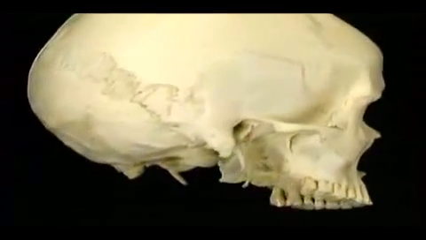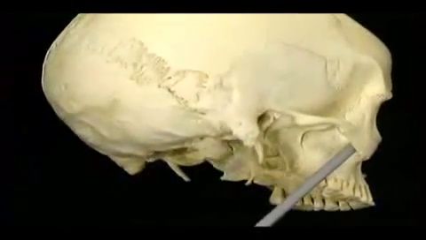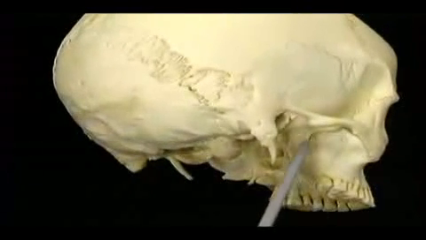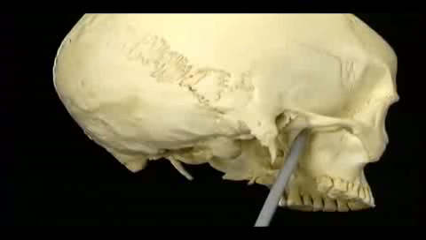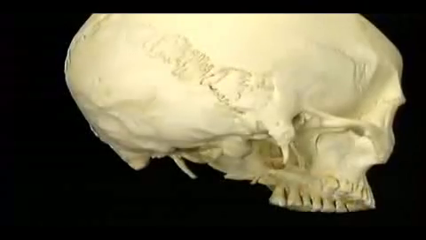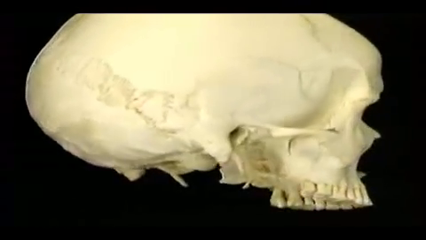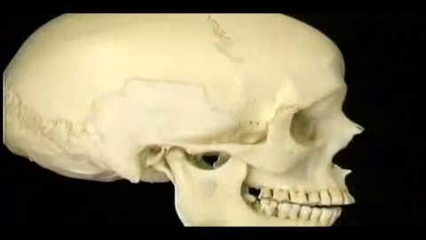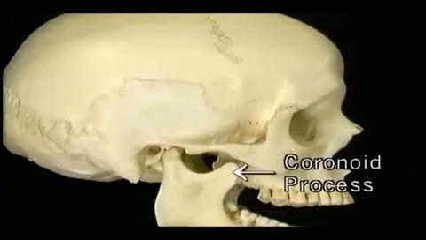The temporal fossa is continuous with this deeper hollow, the infratemporal fossa. The walls of the infratemporal fossa are formed by this part of the base of the skull and by the posterior part of the maxilla. The infratemporal fossa contains the pterygoid muscles and also this part of the mandible, the coronoid process.